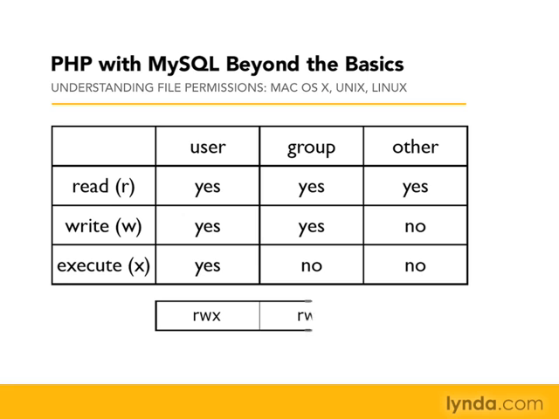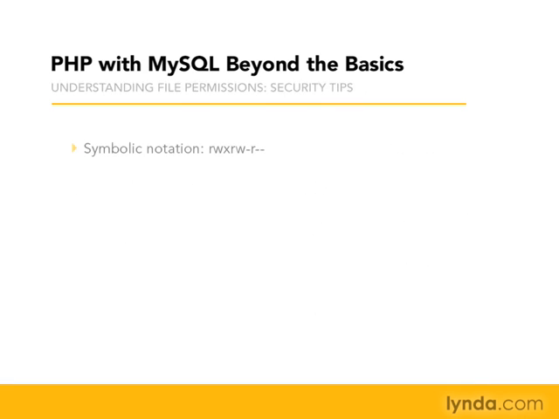And group, you'll see it gets R and W, and then just a minus sign in place of the execute. Other is the same thing, but with only the R and then two dashes. We call this symbolic notation, and you'll see it from the command line inside Unix, Linux, or Mac OS X. Usually they're all run together, and they're in that same order: user, group, and other.